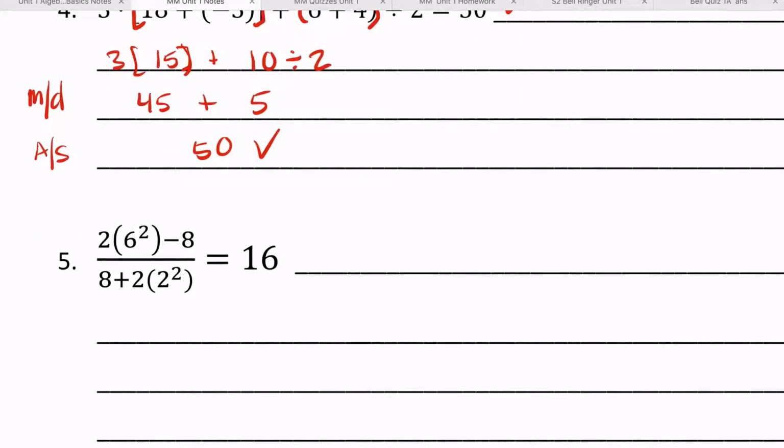Okay, again, I mentioned this before, if we have a fraction, we need to evaluate the top and bottom separately before we try and divide or simplify the fraction. So here I'll just do it below. Just looking at the top, we have a parenthesis. We need to evaluate that exponent. So we'll get 6 squared is 36 minus 8. And then on the denominator, we still have another parenthesis. Evaluate that. 8 plus 2 times 2 squared is 4.